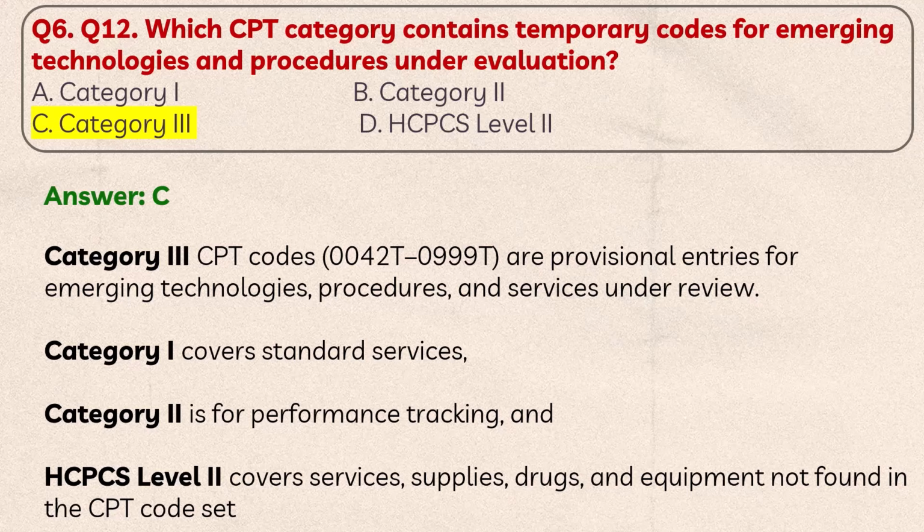Category 3 CPT codes are provisional entries for emerging technologies, procedures, and services under review. Category 1 covers the standard services. Category 2 is for performance tracking. HCPCS Level 2 covers services, supplies, drugs, and equipment not found in the CPT code set.